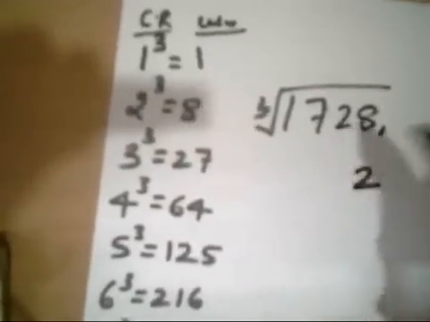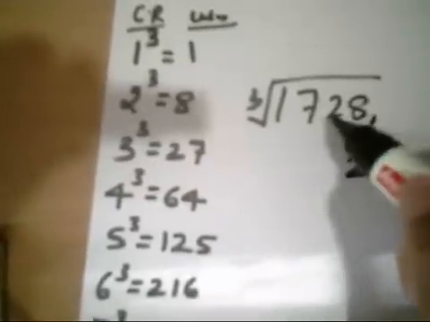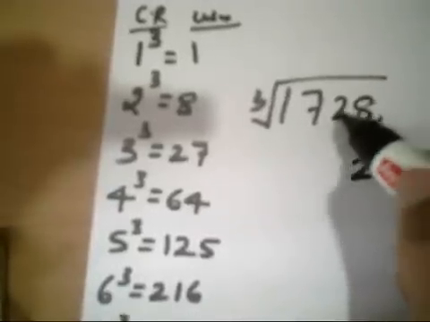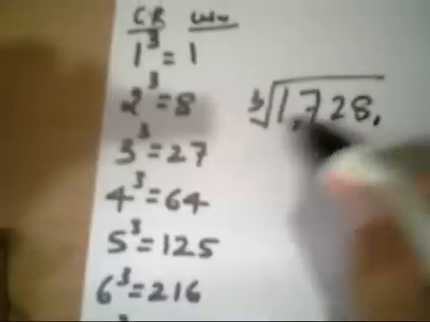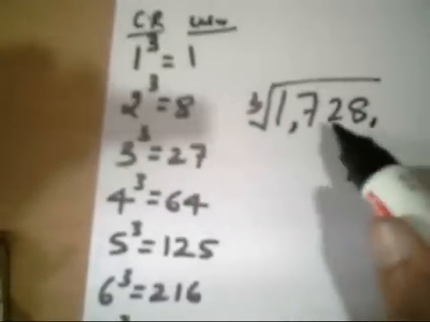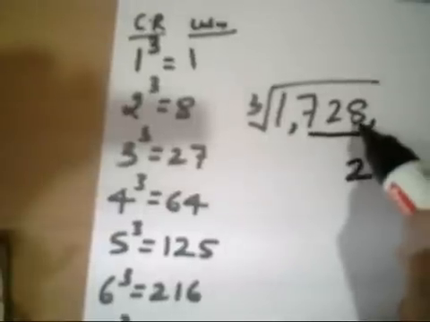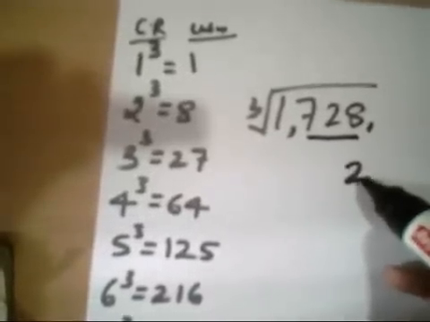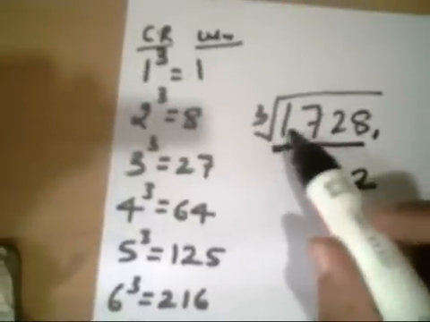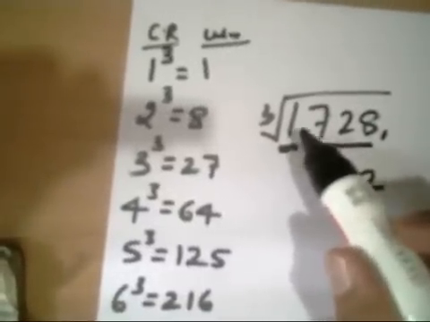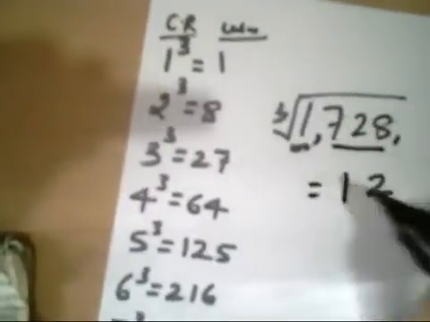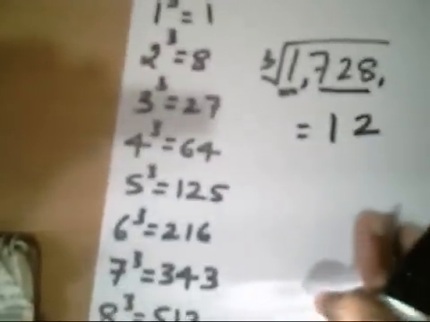To do this, the first step is to identify the last 3 digits and make groups of 3 digits from the last digit. In this case, 728 forms one group and 1 is in the other group. In the first group, the last digit is 8, so the cube root's last digit is 2. For the second group, I have got 1, and here observe which maximum cube we can subtract from 1. I can subtract 1 cube from 1, so write 1. That's all. So the cube root of 1728 is 12.